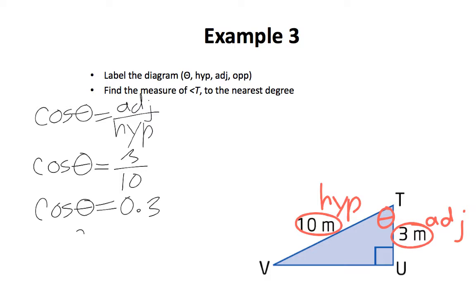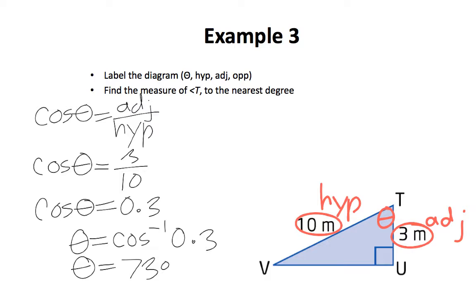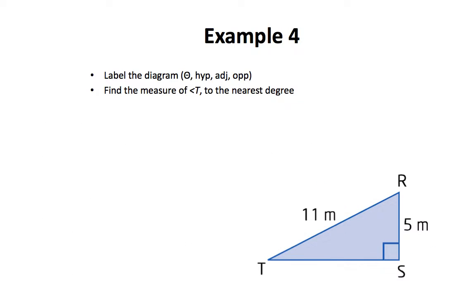Next, we need to do the inverse function. So I'm going to do cos inverse of 0.3. And cos inverse of 0.3 is approximately 73 degrees. So I'm going to write a concluding statement. Therefore, theta is 73 degrees.